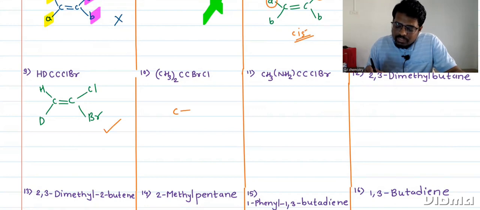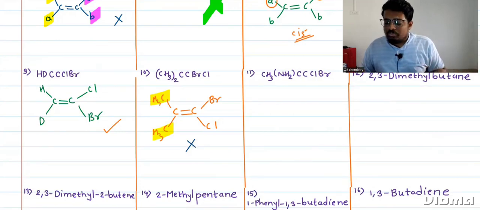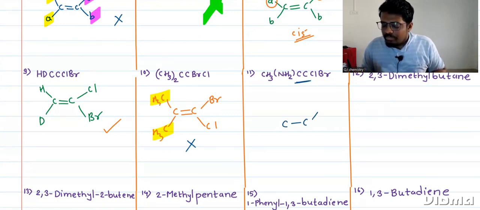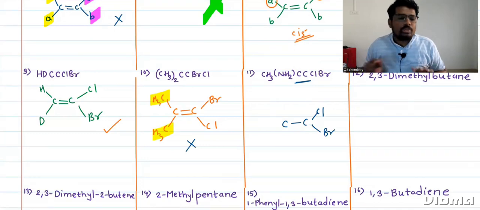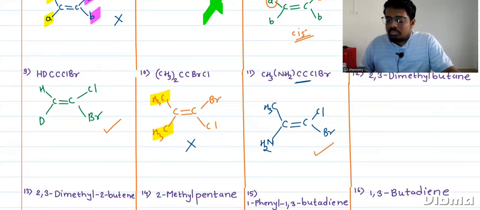Now the next example: carbon-carbon, bromine, chlorine at one terminal, and at the other terminal, CH3 groups. Now here the CH3 groups are identical, so no geometrical isomer. Groups are identical, geometrical isomer not possible. Next example: first I'm writing a carbon-carbon single bond, then chlorine and bromine bonded to a terminal carbon, and on the other terminal carbon, one methyl group and one NH2 group. Now check whether the groups are the same or different. All 4 groups are different. Yes, geometrical isomer is possible, right?